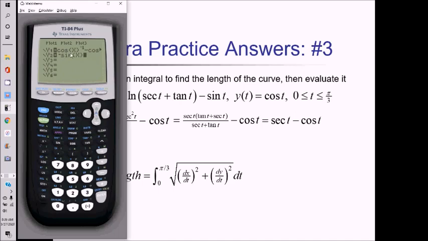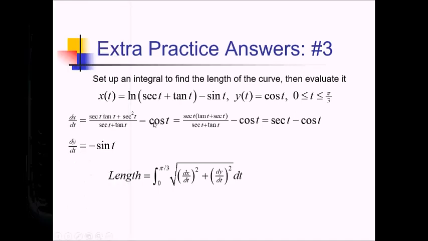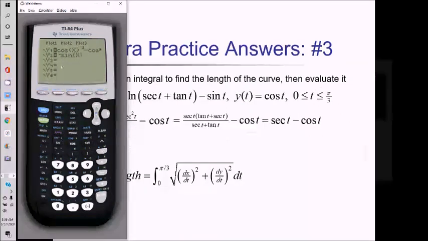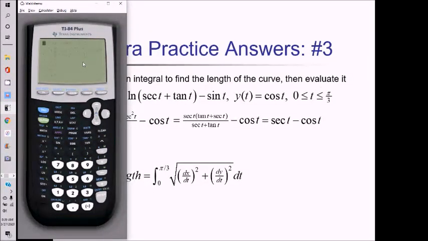And for y2, this is my dy over dt that I just figured out. So that was negative sine of t, basically. Quitting out of there, we're going to now do our integral. So we're going to do math 9. We're going from 0 to, let's see here, pi over 3.